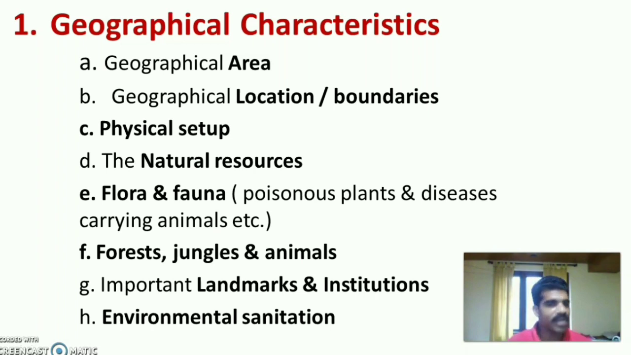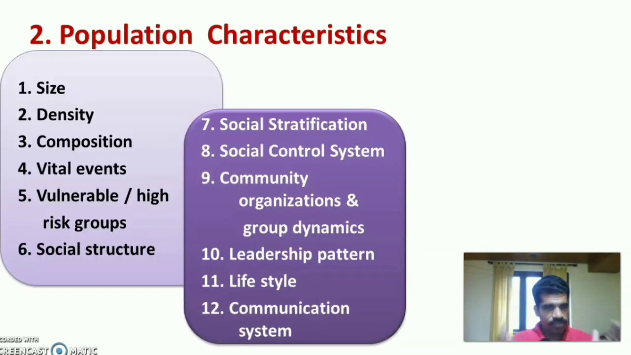Categorization of information regarding population characteristics: size of the population, density of the population, composition of the people, vital events, vulnerable or high-risk groups in the community, social structure, social stratification, social control system available in the community, community organizations and group dynamics, leadership pattern, lifestyle of the people, and communication system availability for the public.